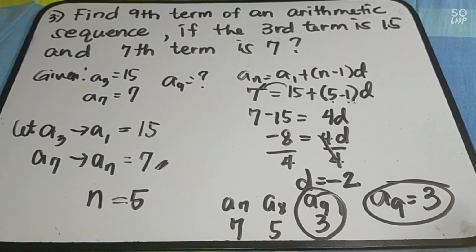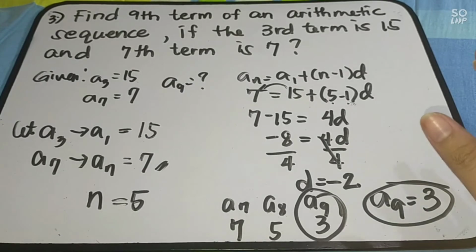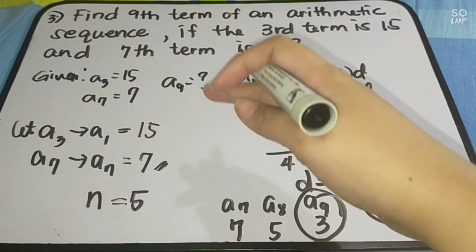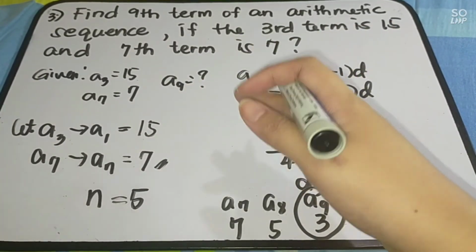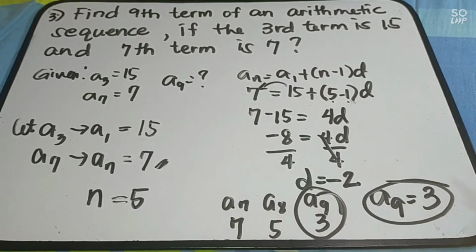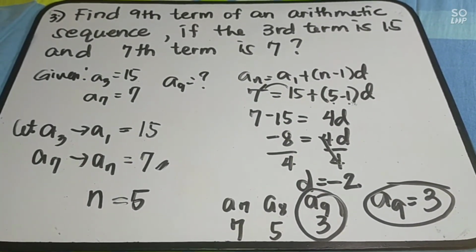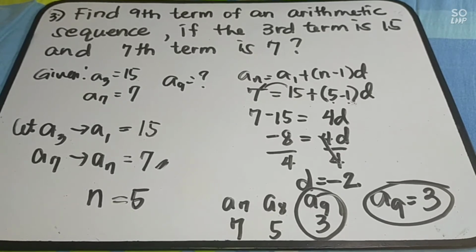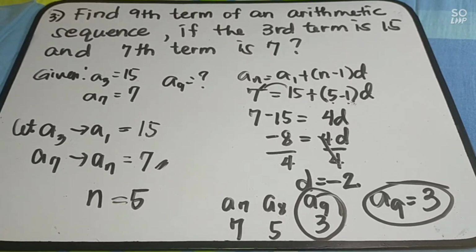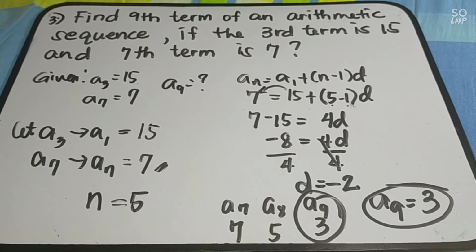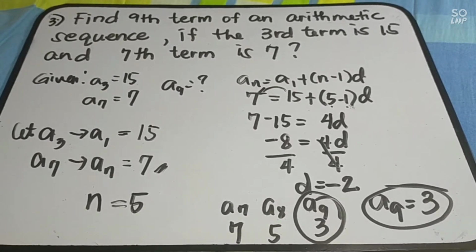So, dapat tatandaan nyo, para makuha mo yung other terms, you will let other terms as the first term and the last term for us to find the common difference. Kasi kapag may common difference ka na, madali mo nang makuha kung ano yung hinahanap nating term sa arithmetic sequence. Okay? Let's have another example.